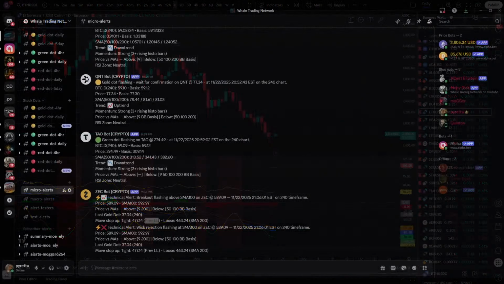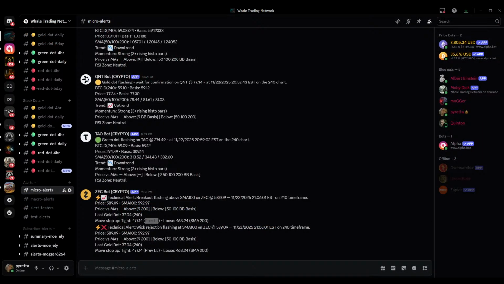Then when you take a peek at the alert again, we can see that, where is it here? Okay, so then we have a loose setting, right? The loose setting is going to be based off of the 200. So we can see that the asset is currently above the 9 and the 200. So the tight one's going to be the previous low candle, and the fallback line for a looser stop is the 200.